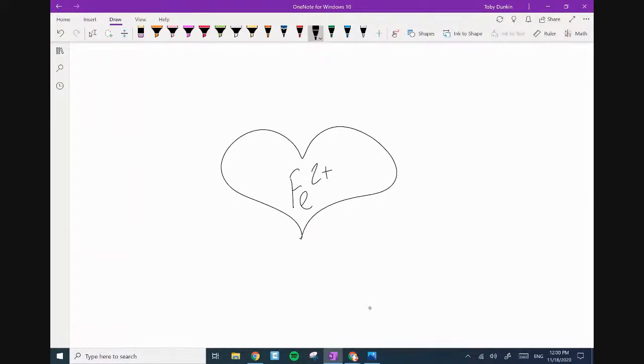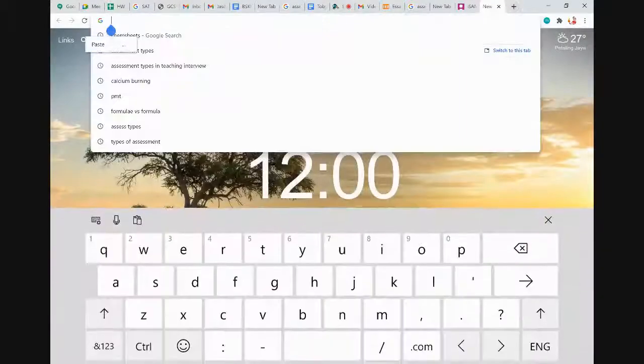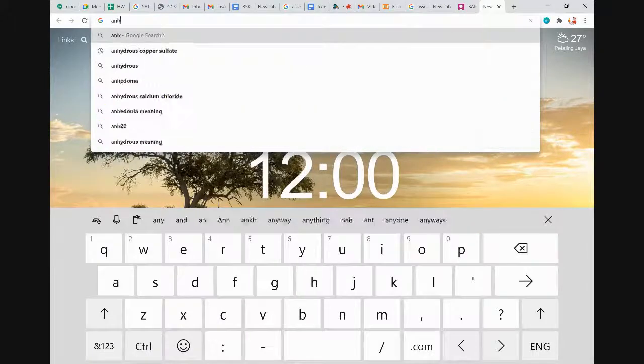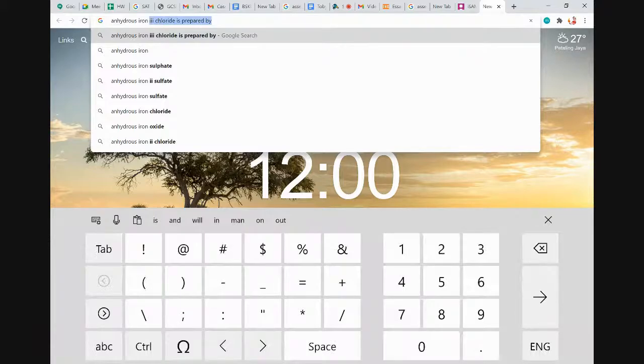Right. So once again, let's start off with iron 2 sulfate in this case. A white solid. If it's anhydrous, it would be white. Difficult to get it, but it would be. So iron 2 sulfate. Let's see if I can Google that. Ooh, curious. Anhydrous iron 2 sulfate.